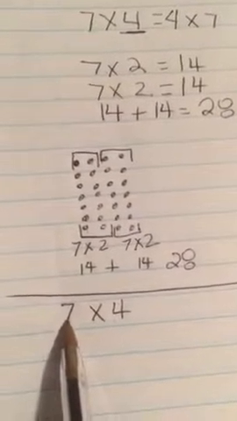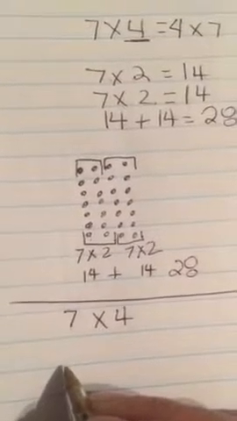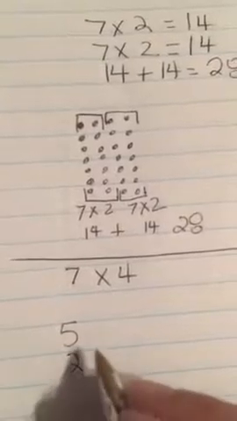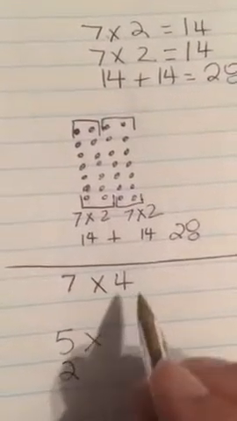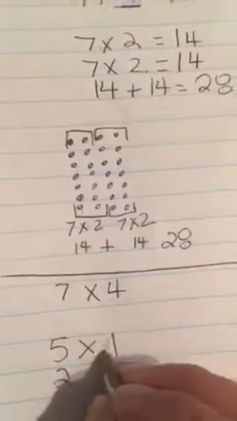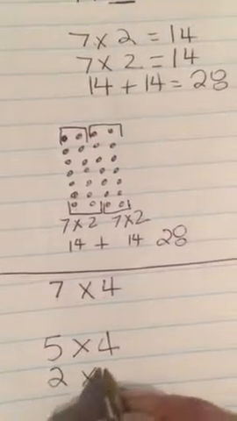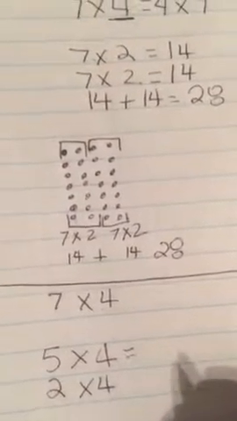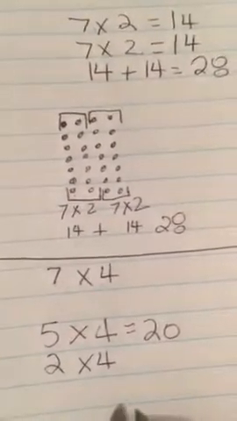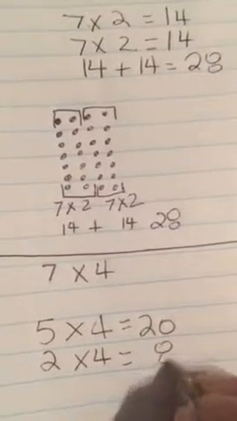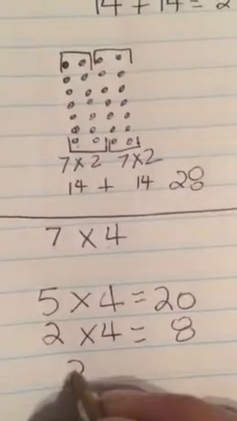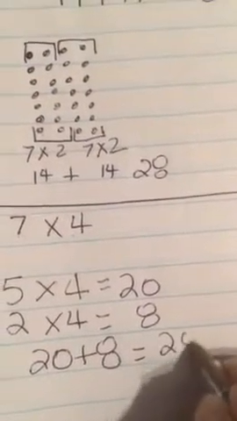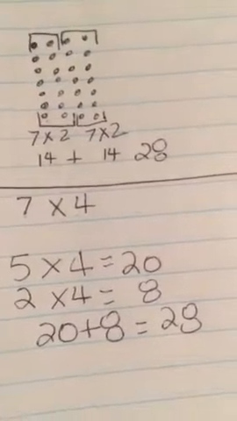So let's see. I can break up the 7 into two parts. I could break it up into a 5 and a 2. So I could do 5 times, remember you have to multiply it by that factor, 4, and then 2 more times 4, which is the same as 7 times 4. We're just doing it separately. So I know that 5 times 4 is 20, and 2 times 4 is 8. So then all I would have to do is add my products again. 20 plus 8 is 28. So I have the same answer.